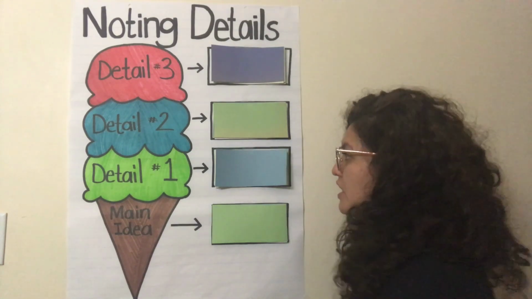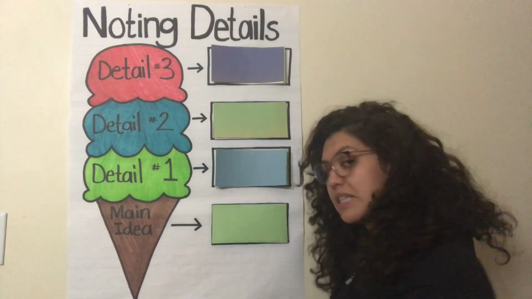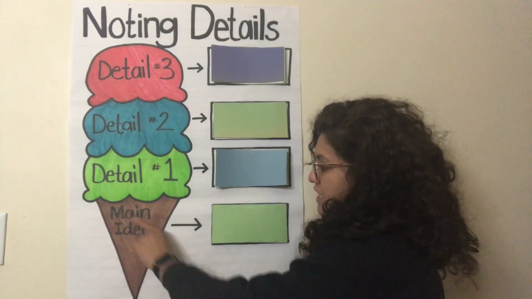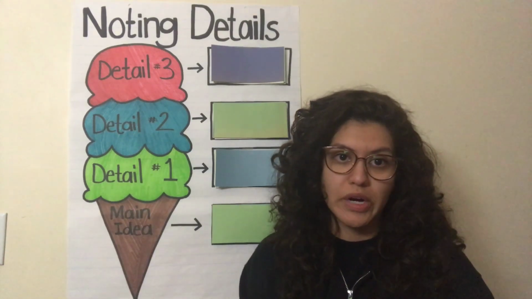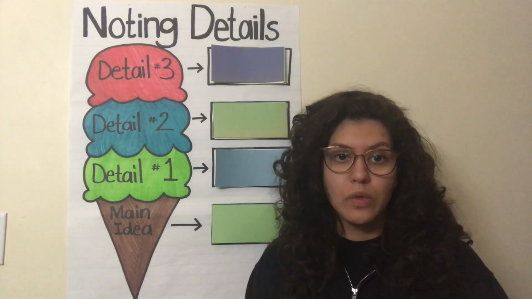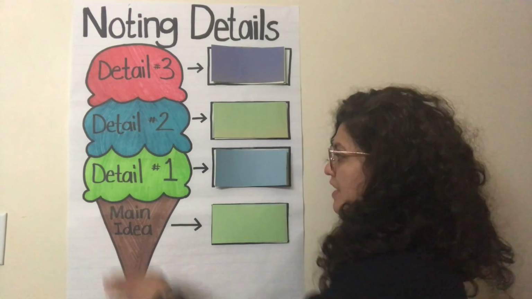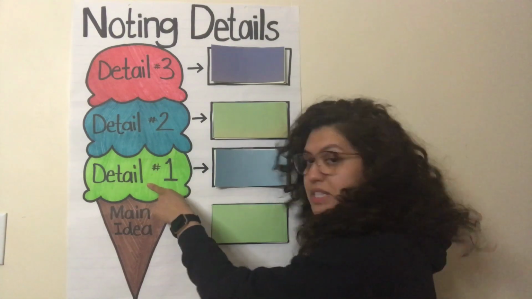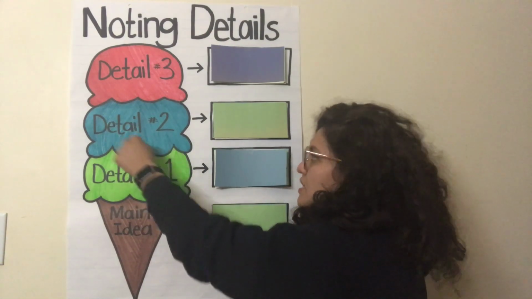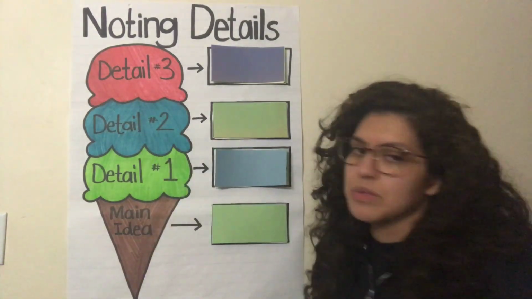So the first thing that we got to see is at the very bottom. This is an ice cream cone. At the bottom we have the main idea. The main idea, as we learned before, is what the story is mostly about. And then as you go up, you see one scoop, it's the first detail, another scoop is the second detail, and the last scoop, it's the third detail.